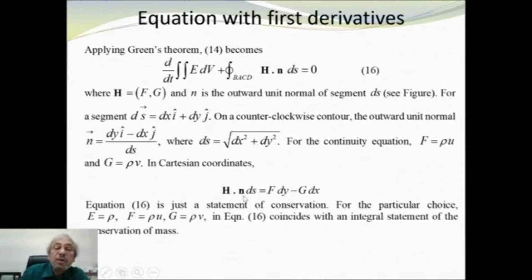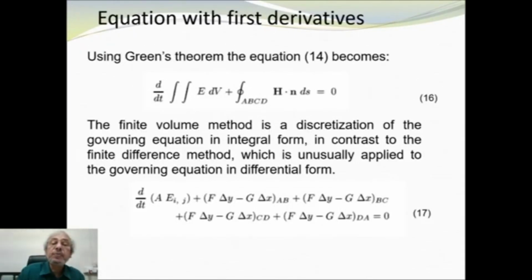From there we can write h dot n ds is f dy minus g dx, basically rho u dy minus rho v dx. So equation 16 is a statement of conservation, and for this particular choice, as I said, E equal to rho, F equal to rho u, and G equal to rho v. Then this becomes the integrated form of the continuity equation, and we'll have to perform the integration now. So again, let me explain: d/dt of the volume integral of E dV plus the line integral over ABCD of h dot n ds equal to 0.